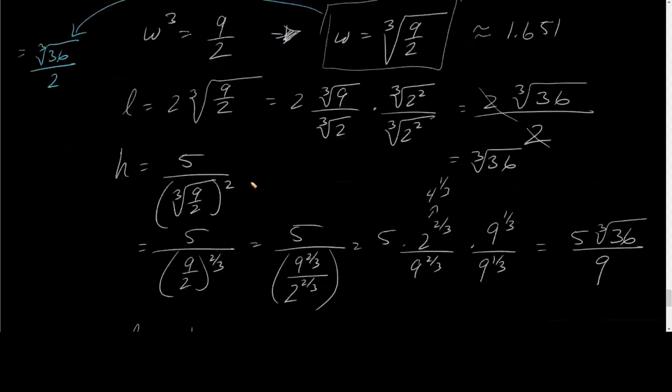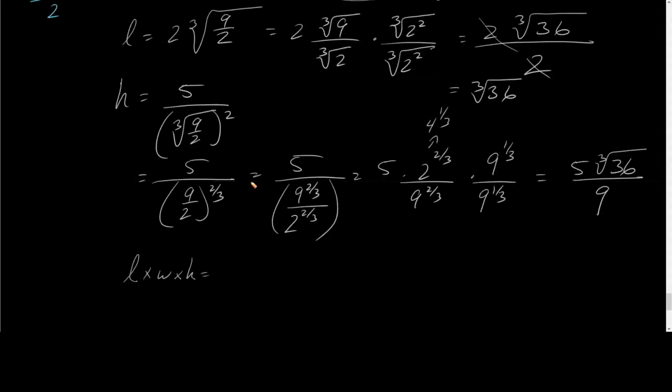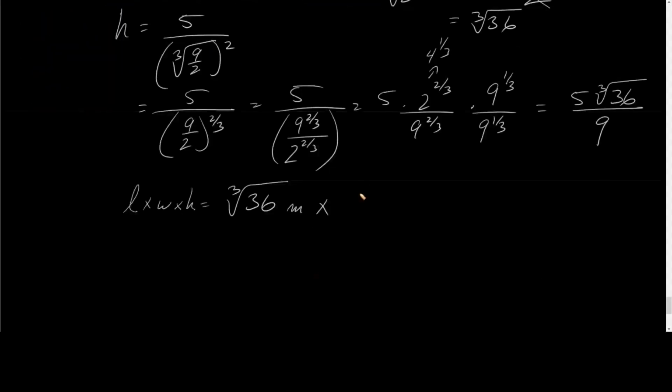So that's our length, that's our width. So our length times width times height is going to be the cube root of 36, and we were in meters, by the width, which was the cube root of 36 over 2, by the height, which was, and this is also in meters, 5 cube root of 36 over 9.